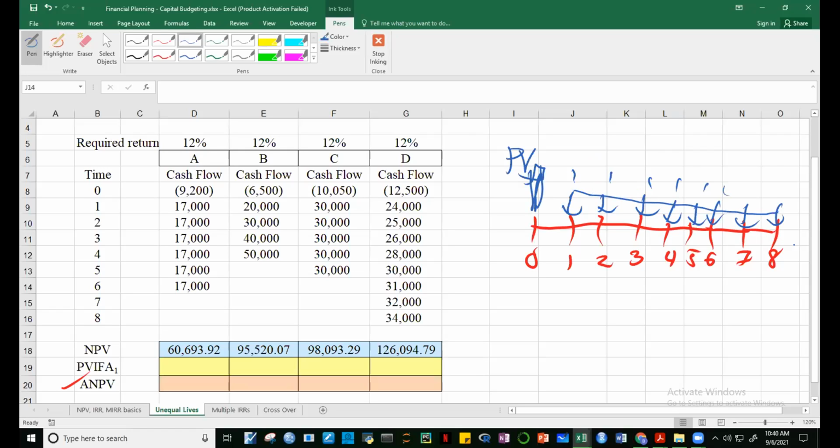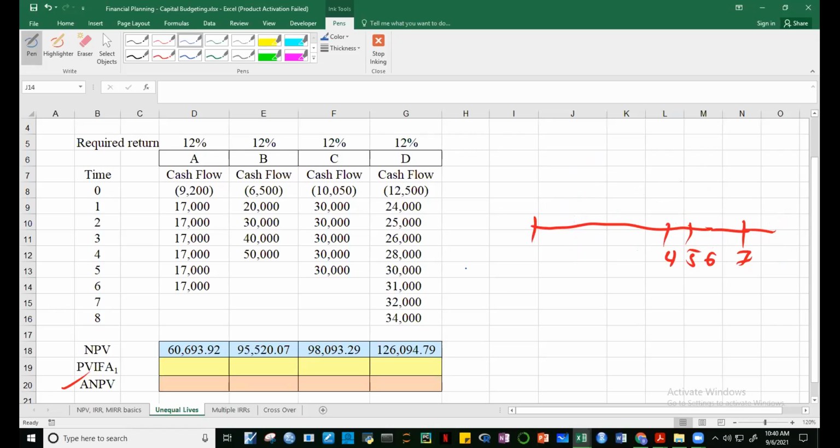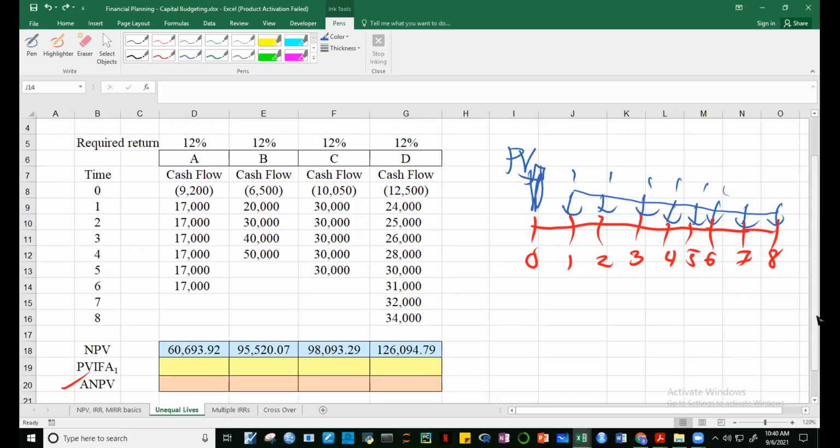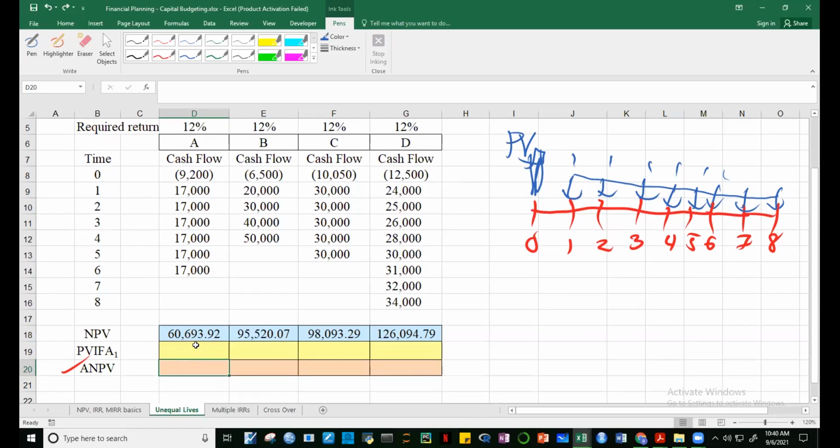Kunin natin yung annuity of 1. Okay? So, and then, i-divide natin siya sa net present value para makuha natin annualized net present value. Okay, so let's do that, no? So present value interest factor of an annuity of 1. So that's equal to negative PV. Okay, negative PV. Ang rate natin is this one, comma.